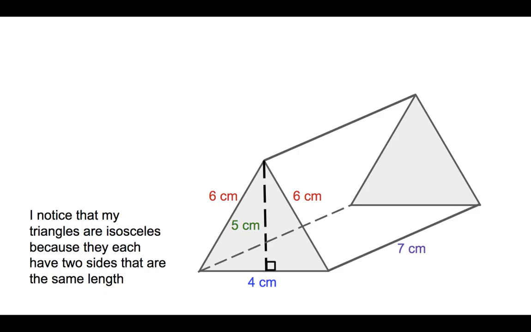So when I look at this triangular prism, I notice that it's a special triangular prism because the triangles are isosceles triangles. I know that they're isosceles because two sides are the same length. If all three sides were the same length, it would be an equilateral triangle.